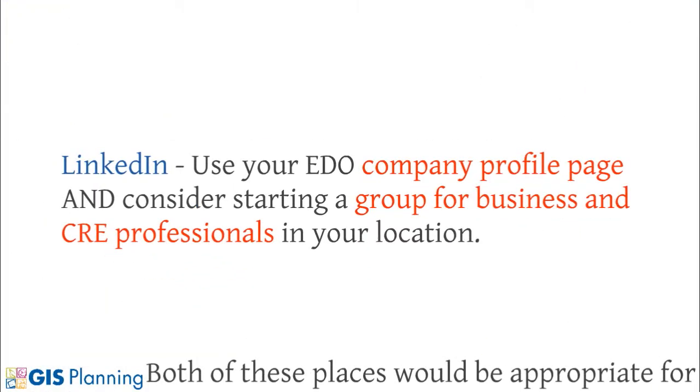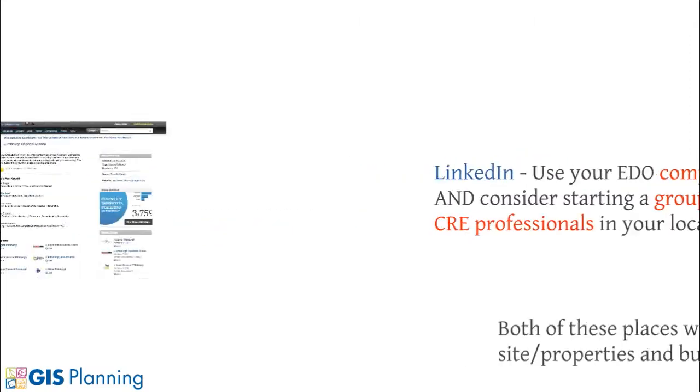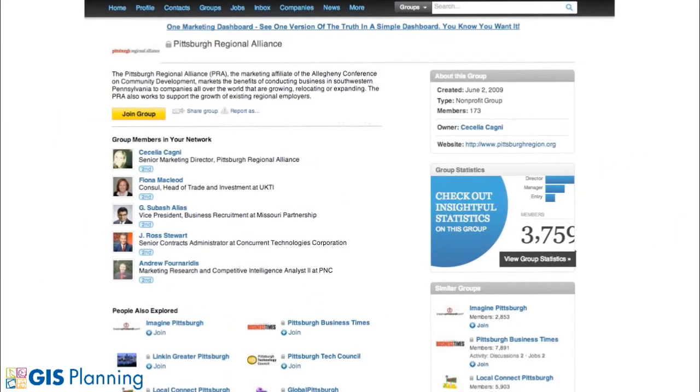Now on LinkedIn, you can use your EDO company profile page, and you can also consider starting a group for business and corporate real estate professionals in your location, if you have not in fact already done that. Both of these vehicles on LinkedIn are free and easy for anyone to use. And in both of those places, you can use your ZoomProspector application to drum out all sorts of different content, business of the day, that sort of thing. Here's an example from the Pittsburgh Regional Alliance. They've started a group for their professionals in their area, and they can post all sorts of information.